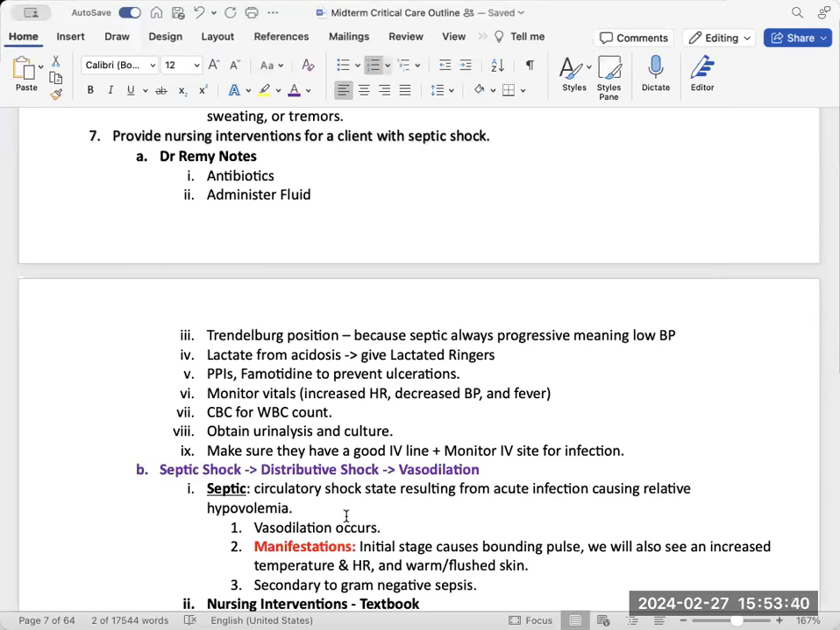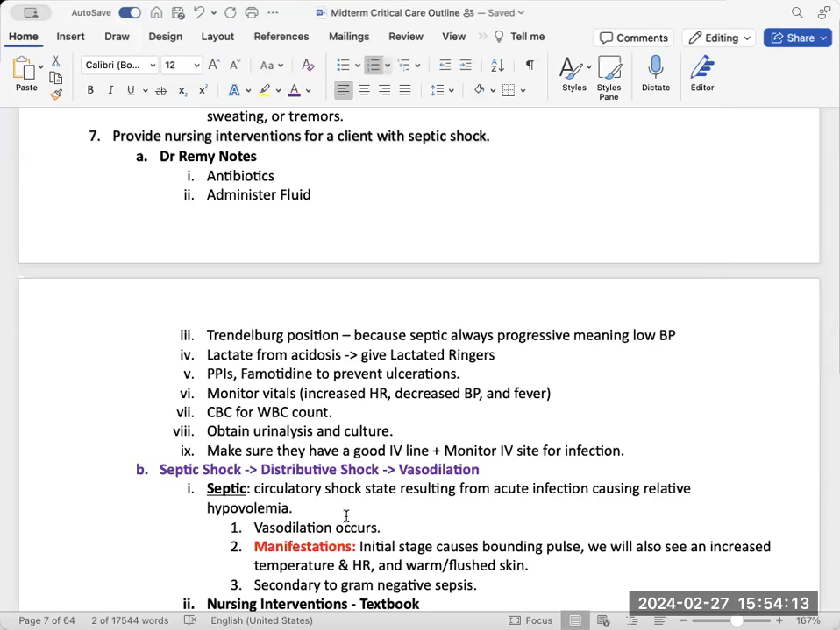They can have lactate in their blood, which is basically from anaerobic mechanisms, which means that instead of normally being in aerobic, we're now in anaerobic because of the acidotic state causing lactate to build up in our blood, which is not very good. So in order to counteract that, we can give them lactated ringers. That helps with that. We can give PPIs or famotidine for ulcerations. That's something that they can be at risk for while they're in septic shock.